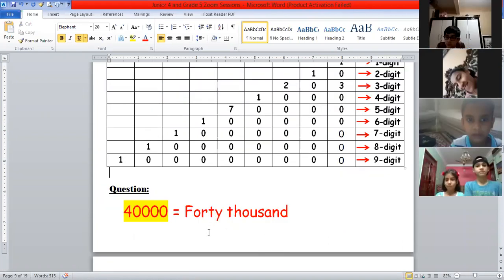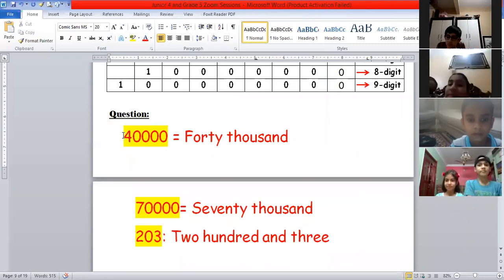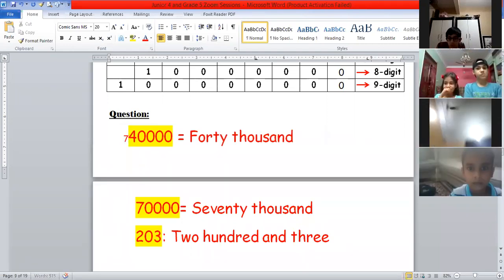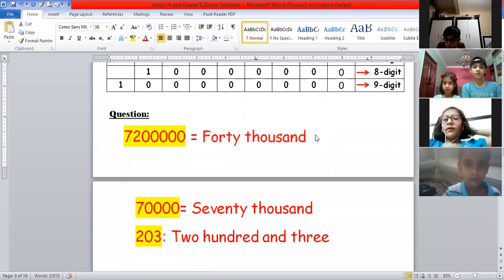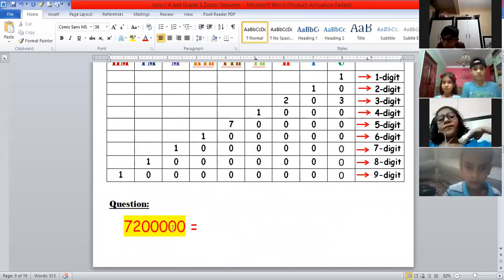Okay, now I'm giving you one more question, and that question would be a bit difficult. Now, how can we write this answer? Who is going to tell me, this is the question, and how many digits do we have? Seven. 1, 2, 3, 4, 5, 6, 7. We have a 7-digit number.